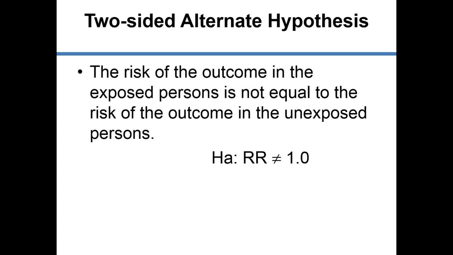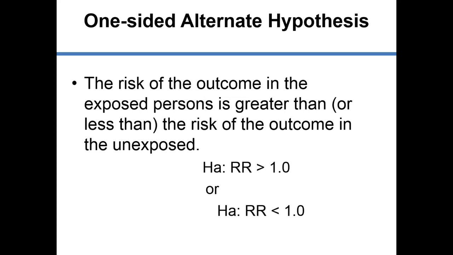Alternate hypothesis. Two-sided means we're hypothesizing the risk could be higher in the exposed, or it could be lower. Most people will tell you to always go for a two-sided, like we're doing right now. The risk of the outcome in the exposed persons is not equal to that in the unexposed. Could be higher, could be lower. Now you might think, well, what about smoking? Can I just look at this as a one-sided? Well, actually, smoking reduces the risk of endometrial cancer and increases the risk of other cancers. So in general, a two-sided hypothesis is what you're seeing as an alternate hypothesis. It's not equal to one. Next slide, please.